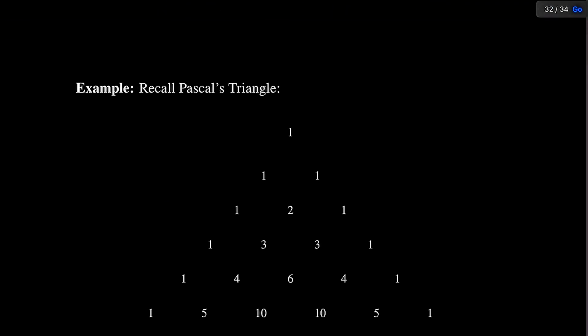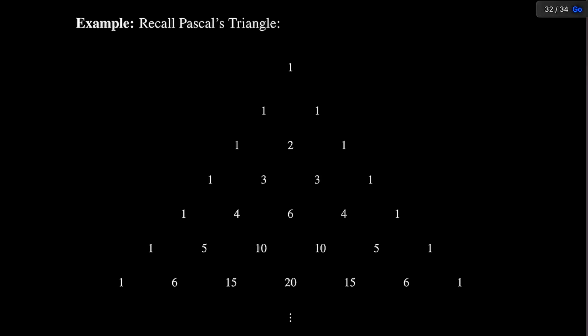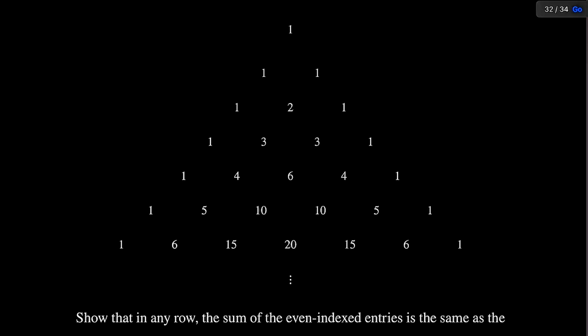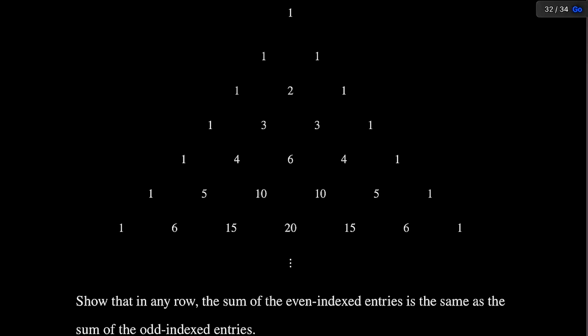This is another one of those find the pattern in Pascal's triangle. This time I'm saying that in any row, the sum of the even index entries is the same as the sum of the odd index entries. I think this is best illustrated with an example. Take this row, for example.